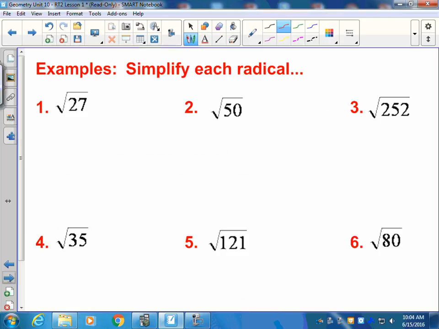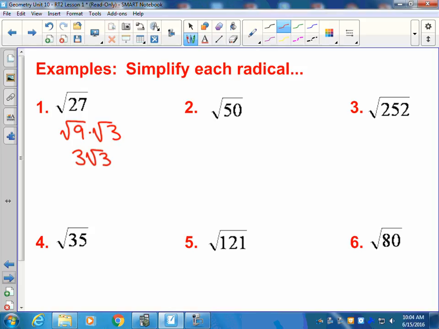Okay, so when we're looking at simplifying these, we want to go through our list. Can I divide it by 4? No. Can I divide it by 9? Yes. So I've got the square root of 9 times the square root of 3. The square root of 9 is 3. And then the square root of 3 stays because we can't do anything with it.